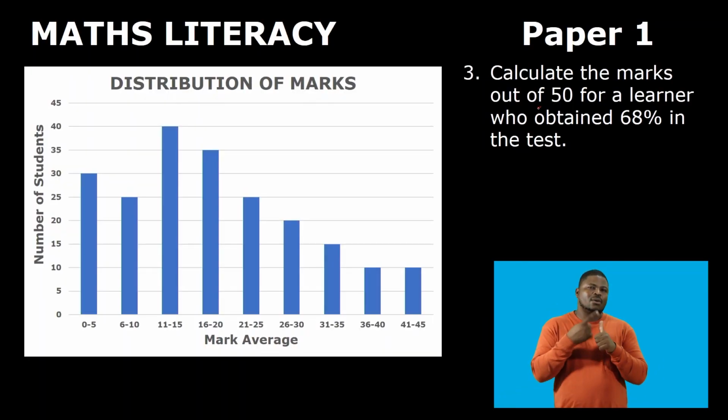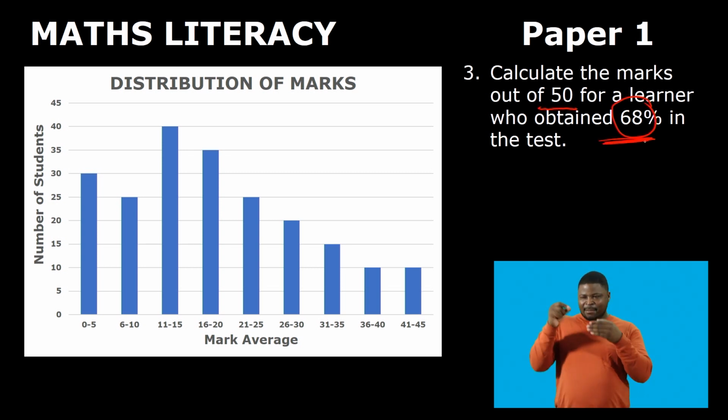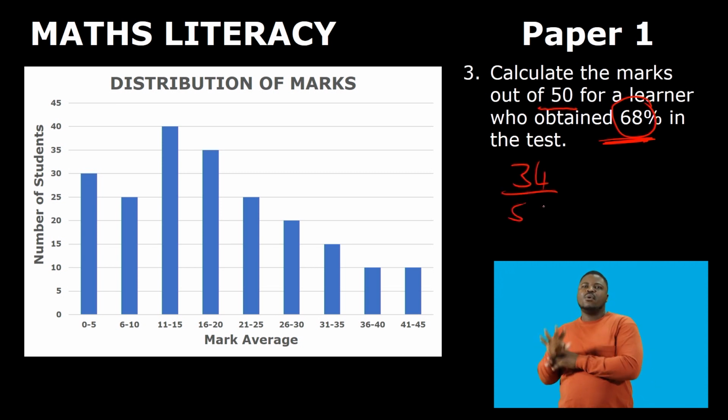And then number 3, calculate the marks out of 50 for a learner who obtained 68% in the test. Now, remember what you need to do is you need to calculate the marks. They give you the percentage. Now you need to go and calculate the marks, stating then that they scored 34 out of 50. Because remember, a percentage is out of 100, so to get a mark out of 50, you only divide by 2.